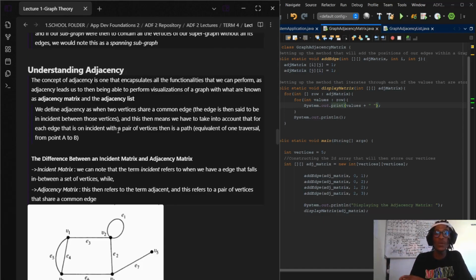And this means that for each edge that is incident with a pair of vertices, there is a path between those two vertices, a way connecting these two.